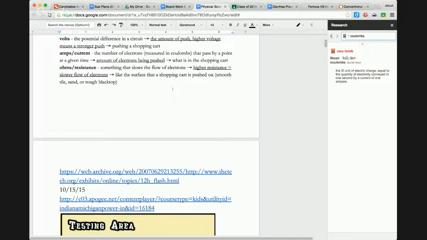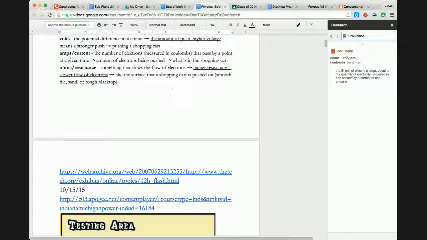So if we want to, again, keep with that shopping cart metaphor, you're pushing the shopping cart, that's the volts. The amount of stuff you have in the shopping cart is like the amps. And then the surface on which you're pushing the shopping cart is equivalent to the resistance or the ohms. And so that is how much it slows down.